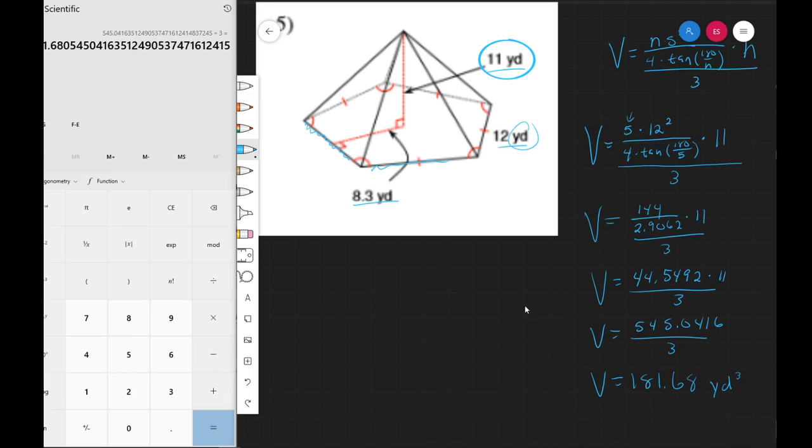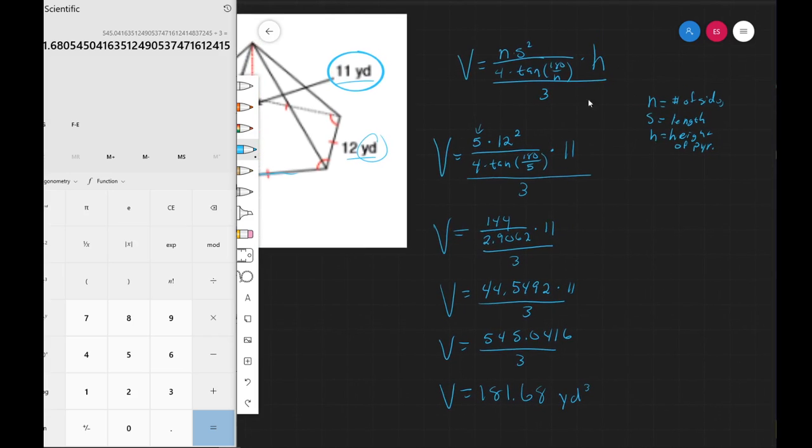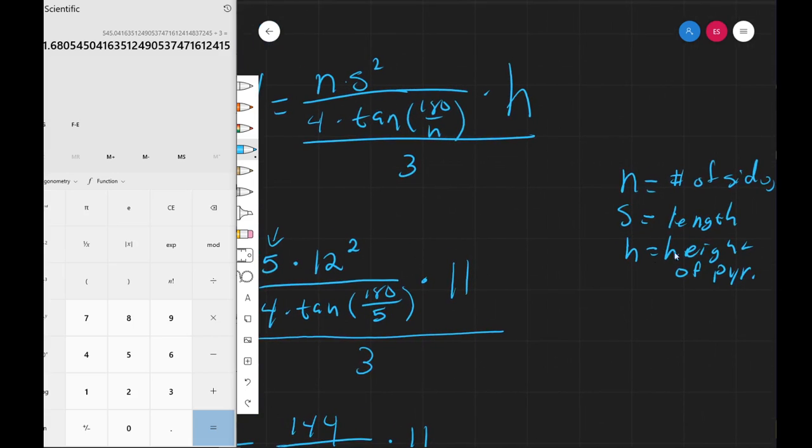When you're working on something like this, just keep in mind that when you're using this formula, n is the number of sides, s is the length of each of those sides of the shape you're looking at, and h is the height of your pyramid. Number of sides of the base, length of each of those sides on the base, and the height of the pyramid. Hope that helps.